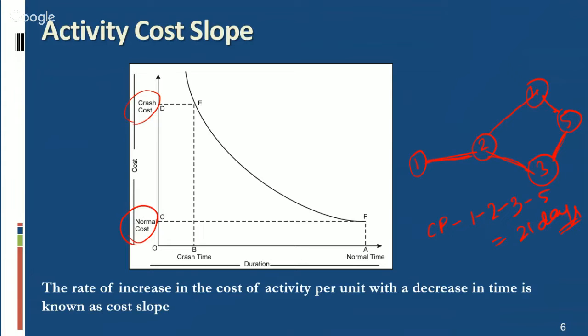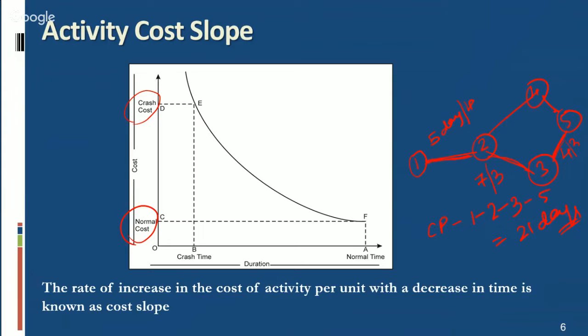Suppose after the analysis by management it has been discovered that activity 1-2 is taking 5 days to complete, activity 2-3 is taking 7 days, and activity 3-5 is taking 4 days. After analyzing, management comes to a conclusion that these 5 days can be reduced by 1 day, to 4 days. Similarly, activity 2-3 can be reduced to 3 days, and the last activity, 3-5, can be reduced to, suppose, 3 days.